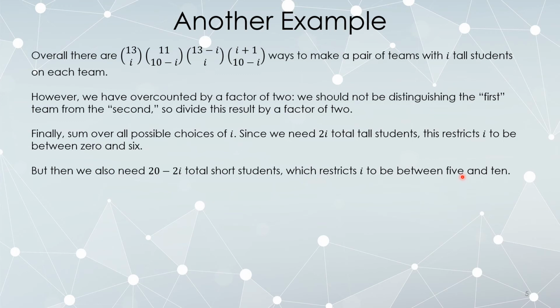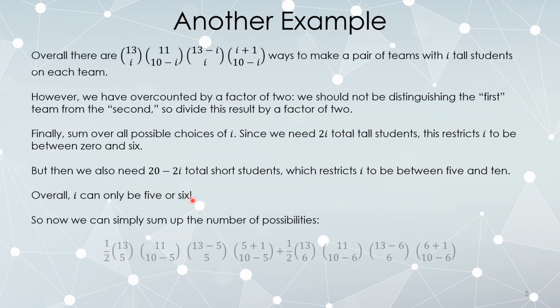Well, that really narrows it down. So the only number that I can possibly pick as the number of tall students is 5 or 6. So now we can simply sum up the number of possibilities. If I is 5, we get this right here. And don't forget, we needed to multiply by a half to account for that overcounting. But if I is 6, we get this right here.